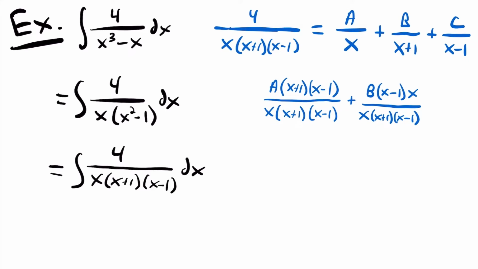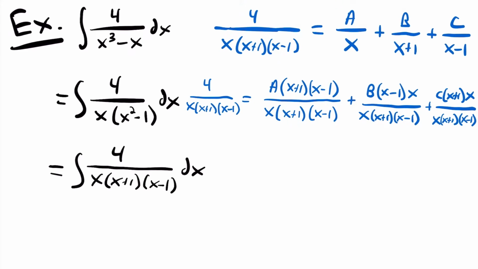And then we would do the same thing for our last fraction, which, in order to get that common denominator, would need a factor of x and x plus 1. So we would have plus c times x plus 1 times x divided by that same denominator of x times x plus 1 times x minus 1. And this is all still equal to this rational function right here, 4 divided by x times x plus 1 times x minus 1.